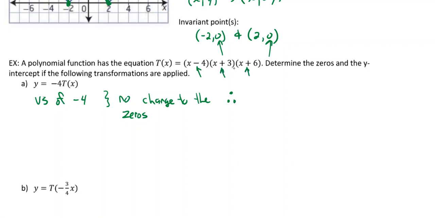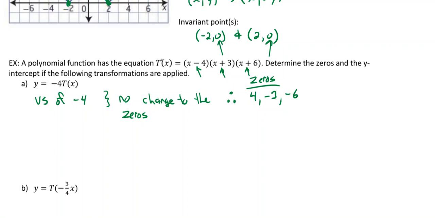Our zeros were the opposites of those signs, so they would have been 4, -3, and -6. Here, I should state those as the zeros. Okay, what about the y-intercept? If I want to figure out the y-intercept of this one, what can I do there? You should be able to multiply all the constants together. Right, we have to figure out what the y-intercept was in the original.